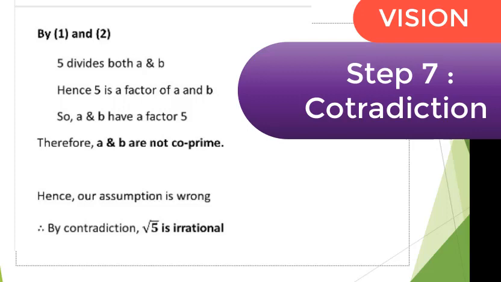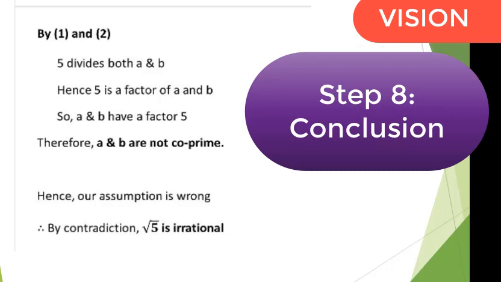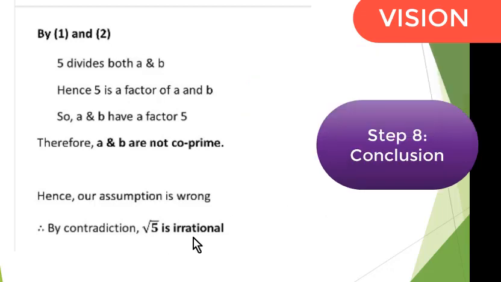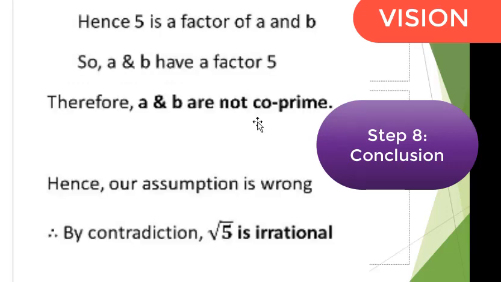Because of this contradiction, our assumption is wrong. Whatever assumption we took is wrong. In step 1 we assumed that root 5 is rational, that is equal to a by b, a rational number. Here the contradiction comes. So finally we are giving the conclusion. Step number 8 is the last step: by contradiction, root 5 is irrational. Why? In step 7 we got the contradiction. Because of the contradiction, in step 8 we get the result that root 5 is irrational.